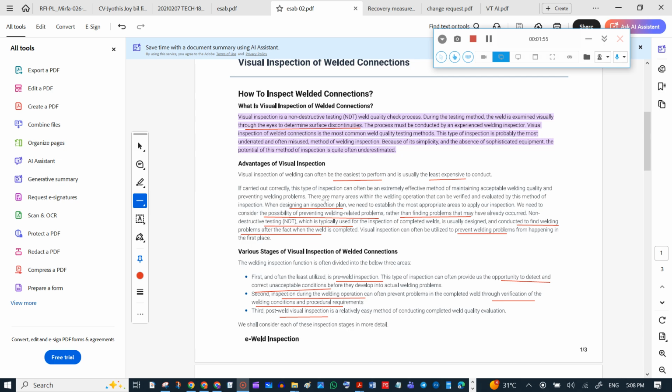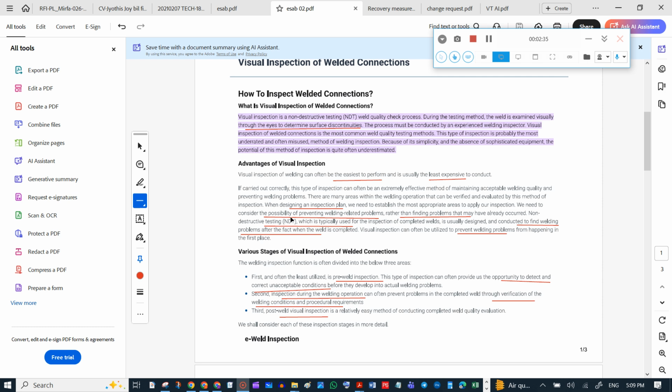So what are the advantages? It is the easiest to perform, and it is less expensive among the NDT methods. We can maintain acceptable welding quality and prevent welding problems. There is the possibility of preventing welding related problems rather than finding problems that may have already occurred. So this is the main advantage of visual inspections.